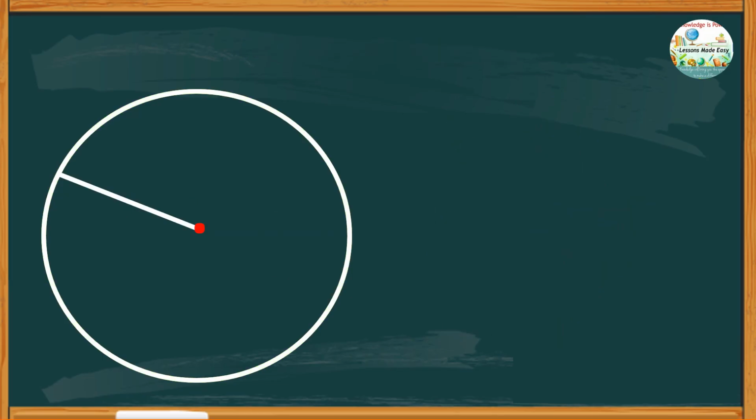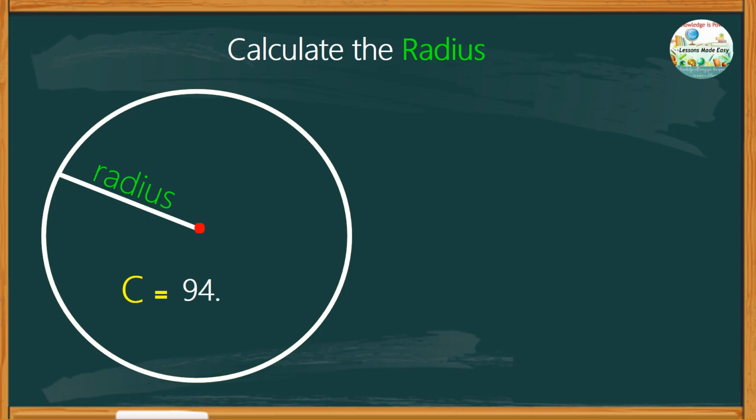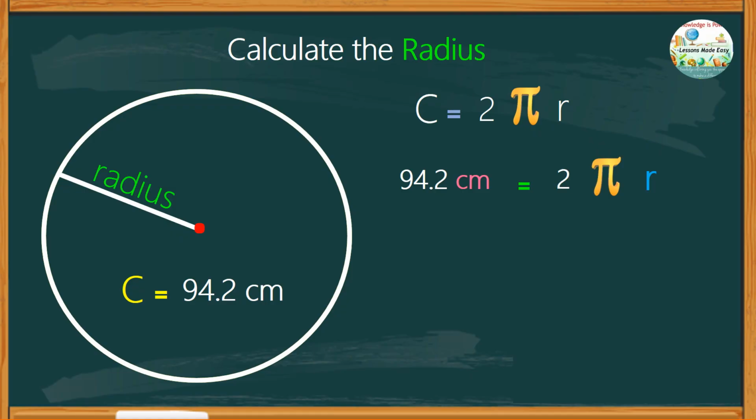Let's try another one. Calculate the radius of a circle with a circumference of 94.2 cm. In this problem, we can use the formula C equals 2 pi r and substitute the values. The circumference is 94.2 centimeters equals 2 pi r. Let's make the number much smaller by dividing both sides of the equation by 2. So what's left of the circumference is 47.1, and on the other side is pi, which is 3.14, and r.